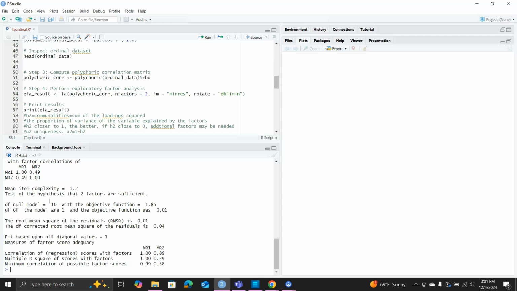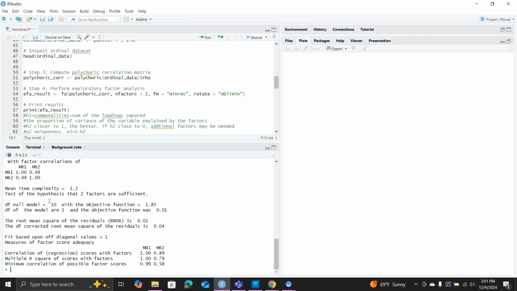Okay. Degree of freedom of null model. A null model is the baseline model where we assume there's no correlation among the variables. So basically there's no redundancy in the data set, so we don't have any factor to extract. We don't need to do a factor analysis. Okay. So here the degree of freedom for the null model is 10, and the objective function, again I don't have the formula for the objective function, is 1.85, so we view this as a baseline value.